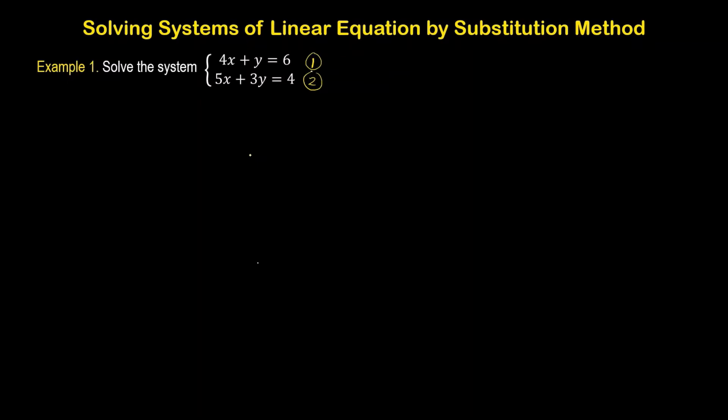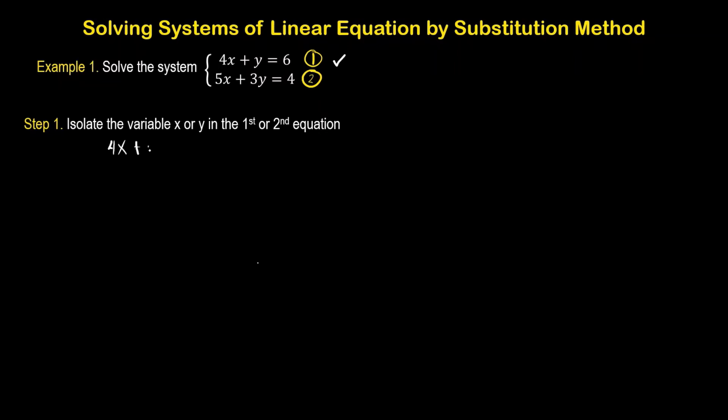So, sa ating step 1 or sa ating first step, we need to isolate the variable x or y in the first or second equation. The first step, magpili tayo ng equation from our given system wherein ito yung magiging basis natin para i-isolate natin si x or si y. So, magpili tayo. Is it the first or second? Now, in this case, ang pipiliin ko is si first equation kasi mas madali na lang siya. So, that means we have 4x plus y is equal to 6.